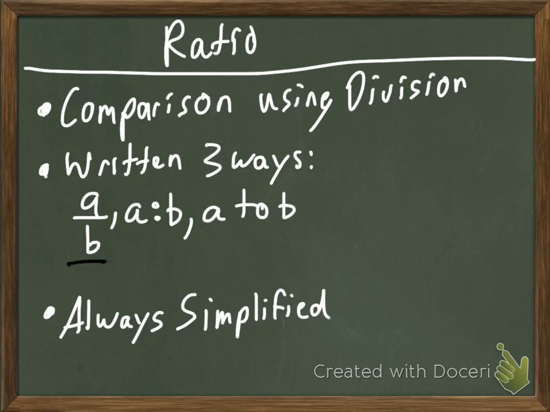Change that color to red. It can be written with a colon, A to B, or it can be written out in words, A to B. So there are the three ways that we can write our ratios. And ratios should always be in simplified form. So anytime you have a ratio, you want to simplify it. First thing.